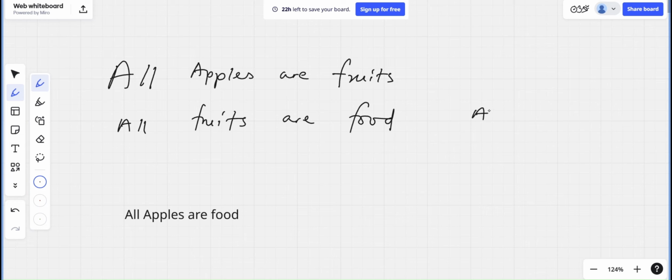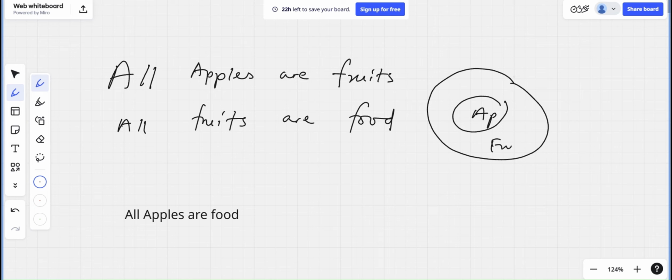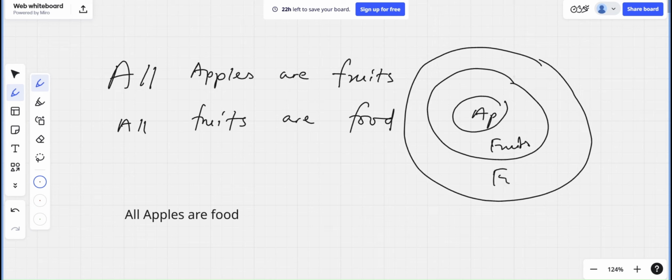Apple is like this. All apples are fruit means like this. All apples are fruits. All fruits are food means you'll do like this again. So all apples are food.